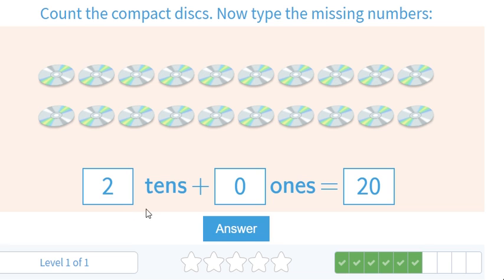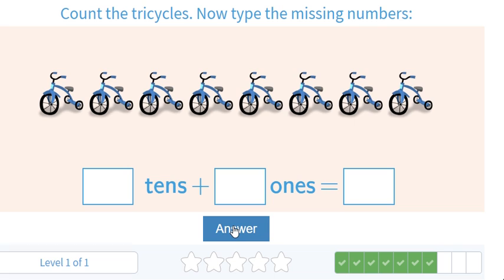When I look at this number and I put these numbers together, I have a 2 and a 0, which is the number 20. The number 20 is 2 groups of tens and 0 ones. So I have 2 groups of tens in this box and 0 ones in this box, and that equals 20. Let's check our answer. We did it. That was correct.